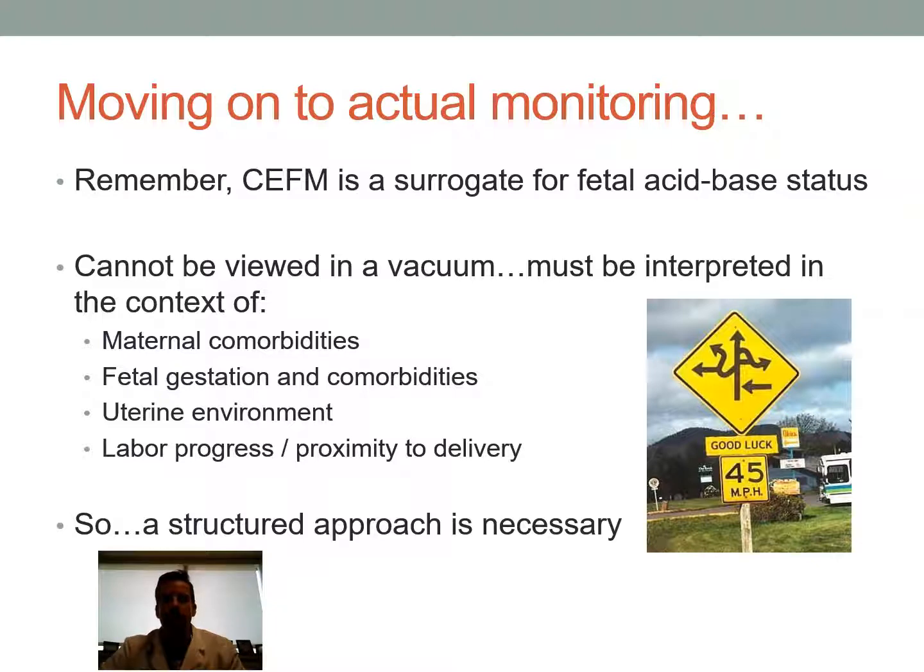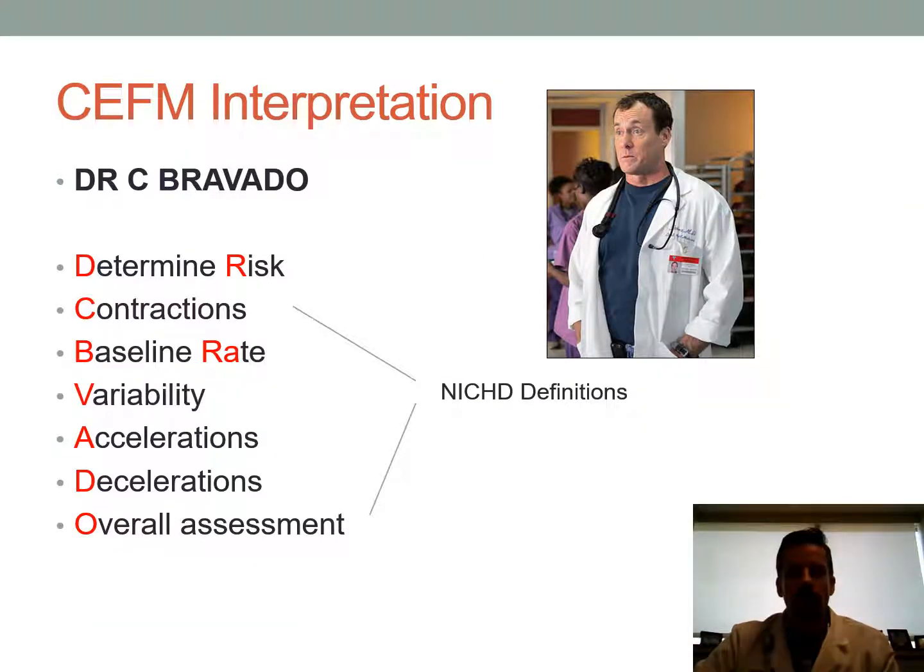You've got to view it in the context of maternal comorbidities, got to view it in the context of potential fetal comorbidities, look at what the uterine environment is like, is the contraction pattern appropriate, or is she contracting too much? Is it tachysystole? And then also look at labor progress and how close you are to delivery. So you really need to have a structured approach. So if you've got a pen and paper, please write down this next mnemonic, Dr. C. Bravado. So this is going to help guide you through fetal monitoring interpretation.